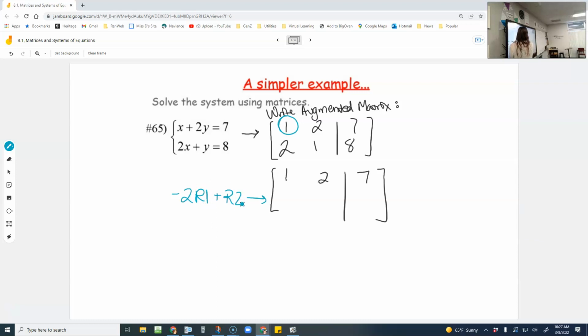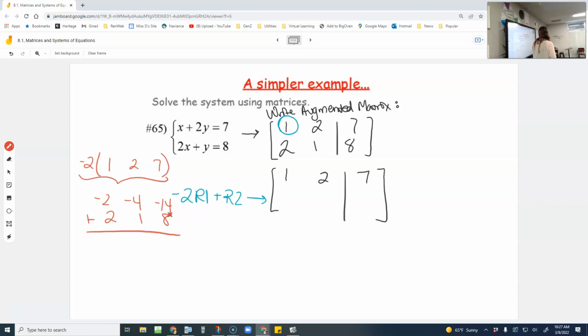If you need to, off to the side right now, you should be going ahead and thinking through what is -2 times that row 1, which is 1, and then 2, and then 7. Getting that, and then adding that to row 2, which is 2, and then 1, and then 8. The question isn't how much work it takes. The question is how accurate can you be?